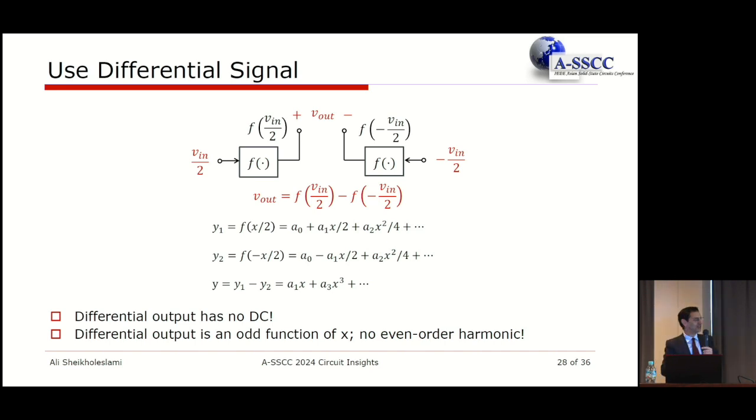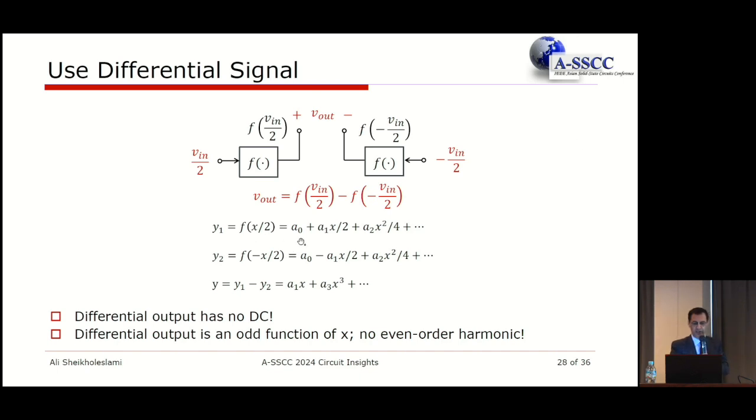If you use a differential circuit, imagine that f of dot here is the nonlinear function we talked about, and then you apply a v in. You divide your input in half. You give half of it to this, and then you provide minus v in over 2 to the other half, and they go through the same nonlinear function, and then you take the output differentially. As soon as you take the output differentially, look what happened to this Taylor series.